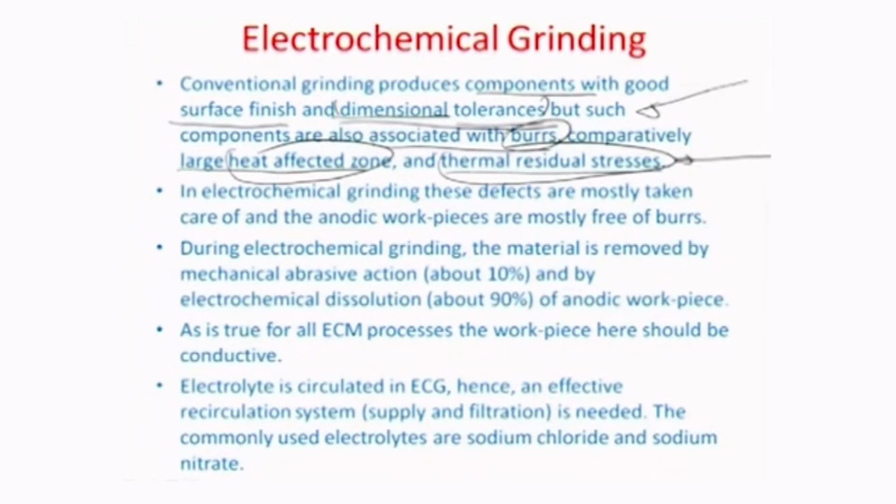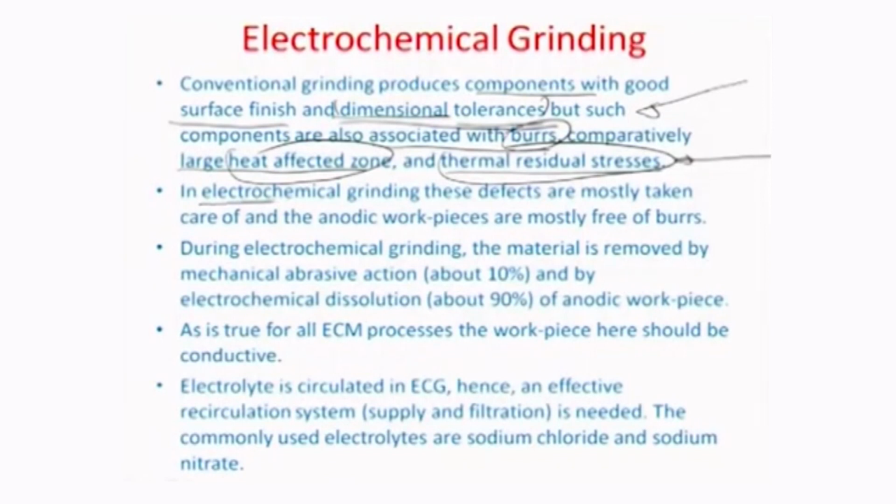Now, in order to take care of such problems in conventional grinding, people have switched to electrochemical grinding, or ECG, which is a process where at least a part of the material removal takes place by electrochemical dissolution, and as such the surface finish would be much better in case of ECG than in case of a conventional, mechanical grinding system. So we can say that the electrochemical grinding process has mostly these defects taken care of, and you can get anodic workpieces which are mostly free of burrs because of the ECG process.